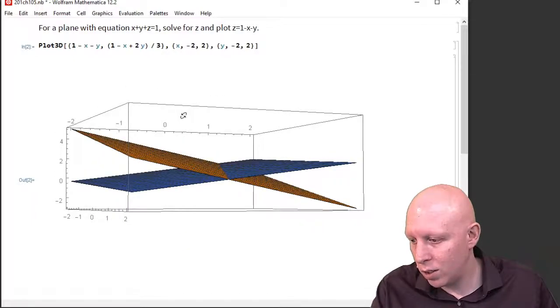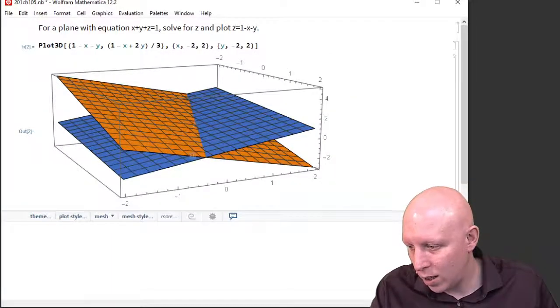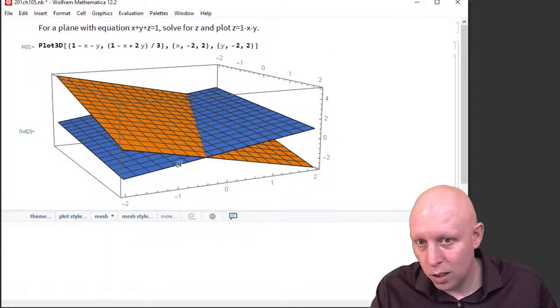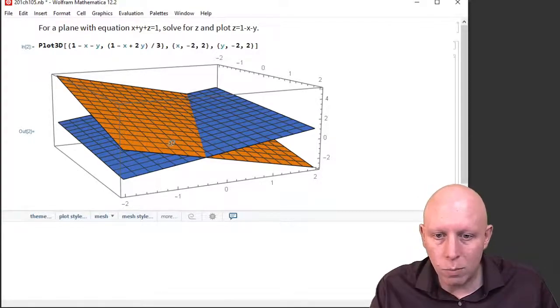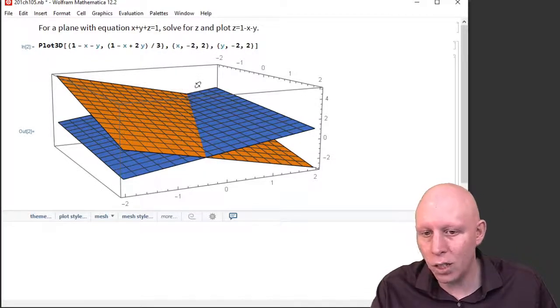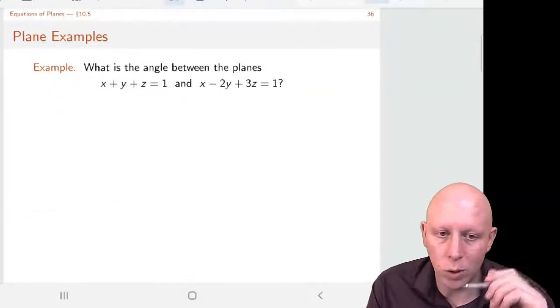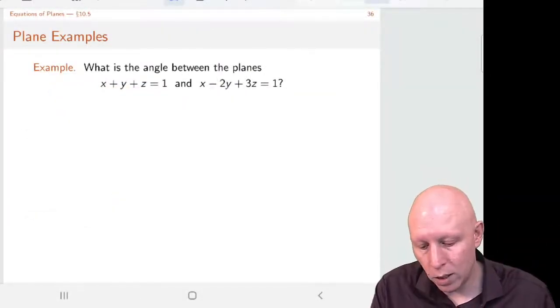You can see there's two different options, right? There's either the option the angle is the acute angle, or the angle is the obtuse angle, but they're just off by 180 degrees. So whatever answer we get will tell us everything we need to know. Alright, so we want to know what's the angle between those two planes.